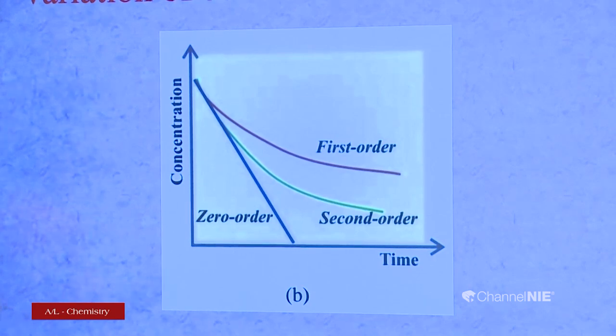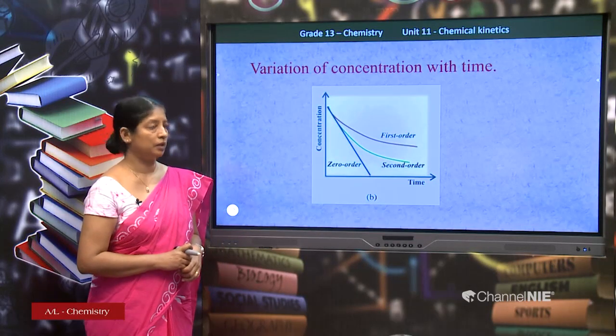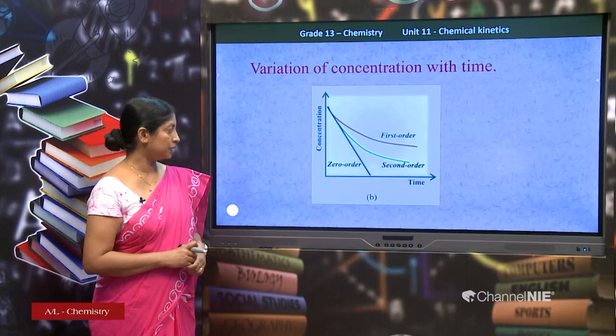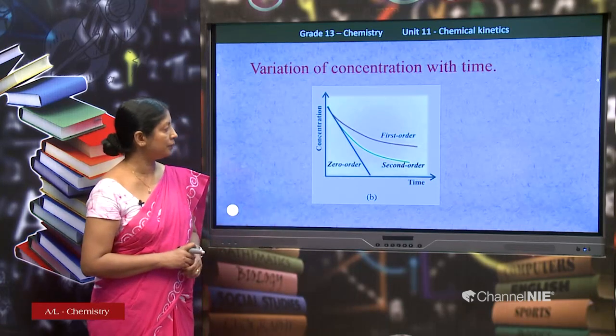You get a downward curve. Now, in a zero order reaction, we get a straight line because the consumed amount of the reactant is a constant throughout the time. A certain amount of reactant is consumed during the reaction, and that amount is again a constant. That is why you get a straight line.